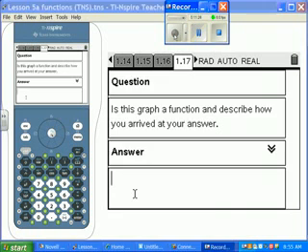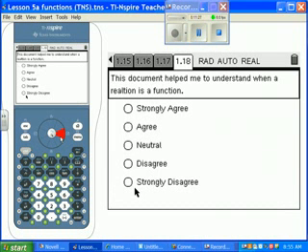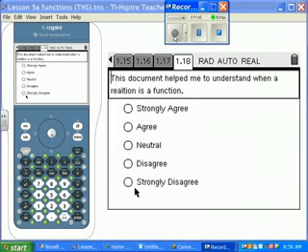Okay, so the last part of this is: did this document help me understand when a relation is a function? Strongly agree, agree, neutral, disagree, or strongly disagree? Okay, so you put your answer in there. Okay, so we're good with this, right?